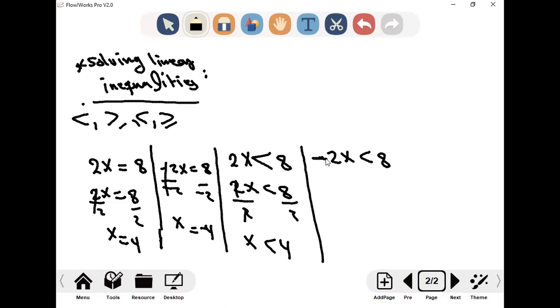For example, here, negative 2x less than 8, I will divide both sides by negative. After you cross and you get the x down, you switch this. It is less than, it will be more than. Done? Switch it. Khalas, flip it. More than, make it less than. Less than, make it more than.